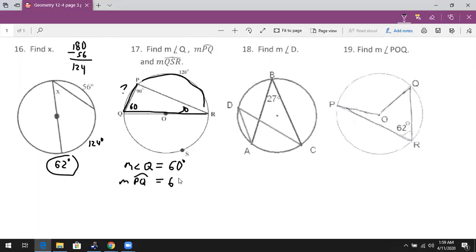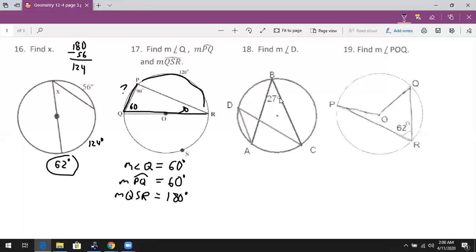And then for arc QSR is a semicircle. So semicircles measure are 180 degrees.